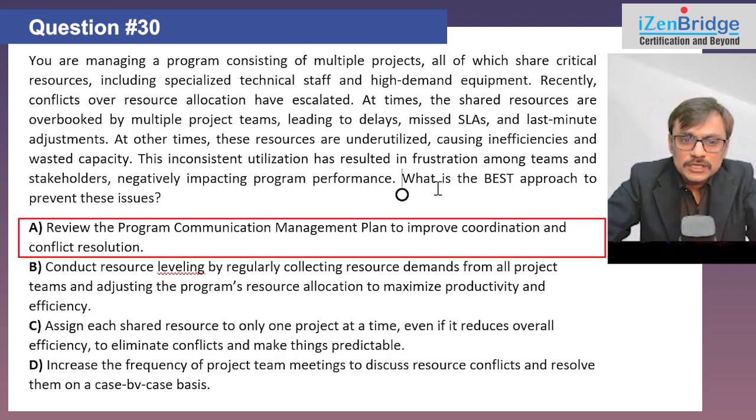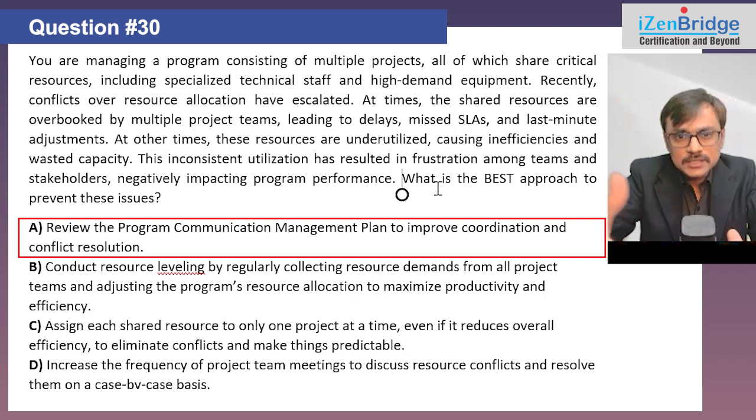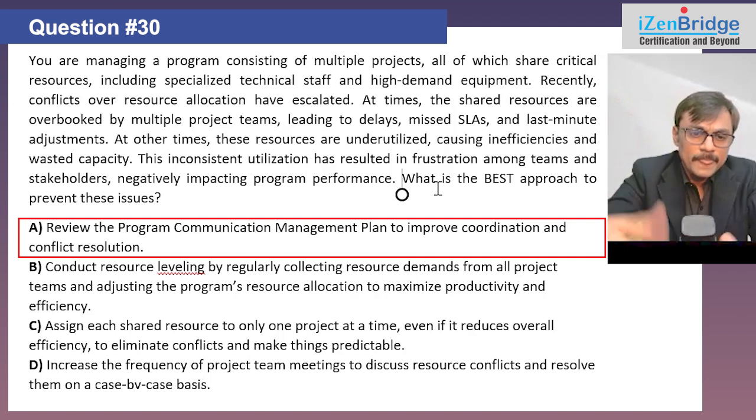Option A, review the program communication management plan to improve coordination and conflict resolution. Yes, I can do it. The question is also clearly indicating the root of the issue. The root of the issue is the over and under utilization of resources. So if I want to find an option, if I can get the option directly talking about that root, it's a better idea rather than focusing only on the thing which is coming at a surface level. So I pass option A.